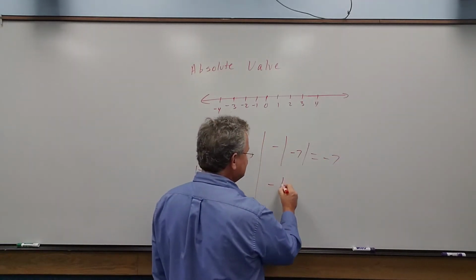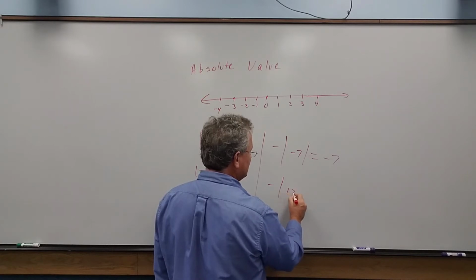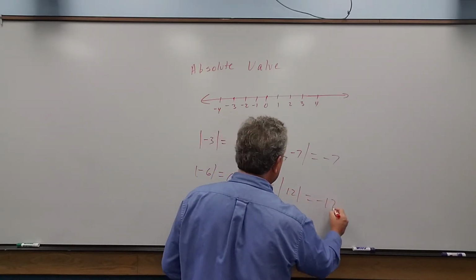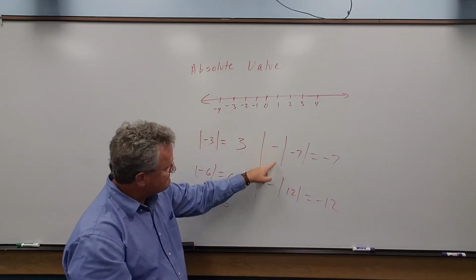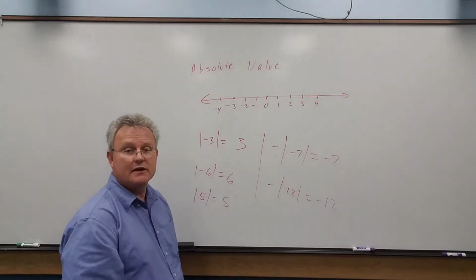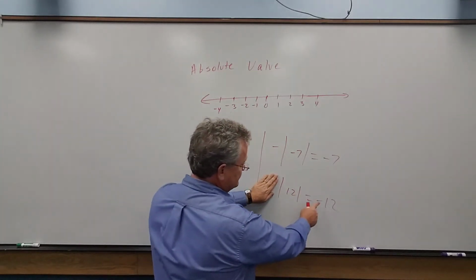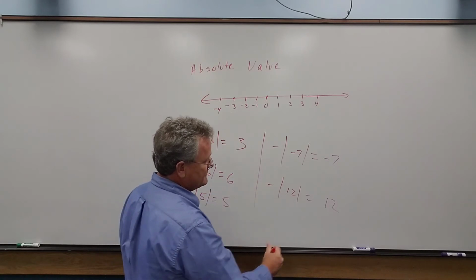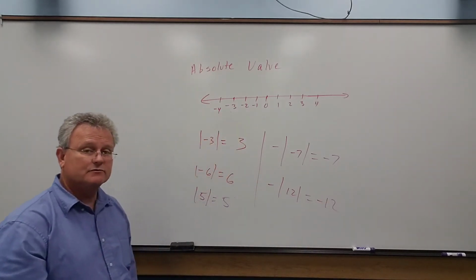What is minus the absolute value of 12? Well, because there's a minus in front, the answer is going to be negative. The absolute value is equal to 12. You have a negative in front, so it's -12.